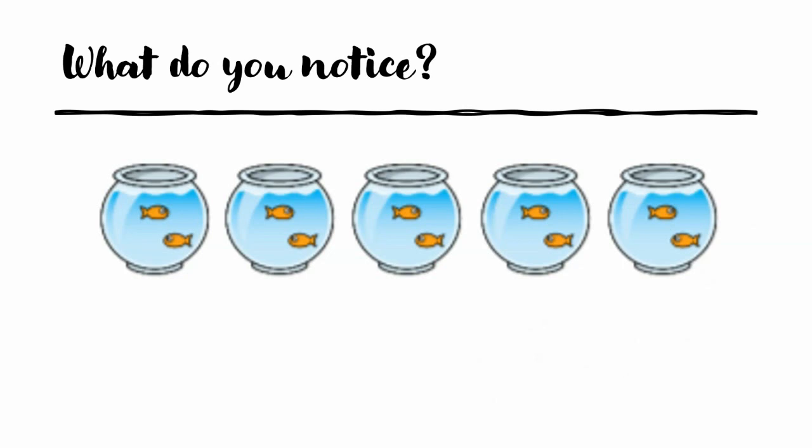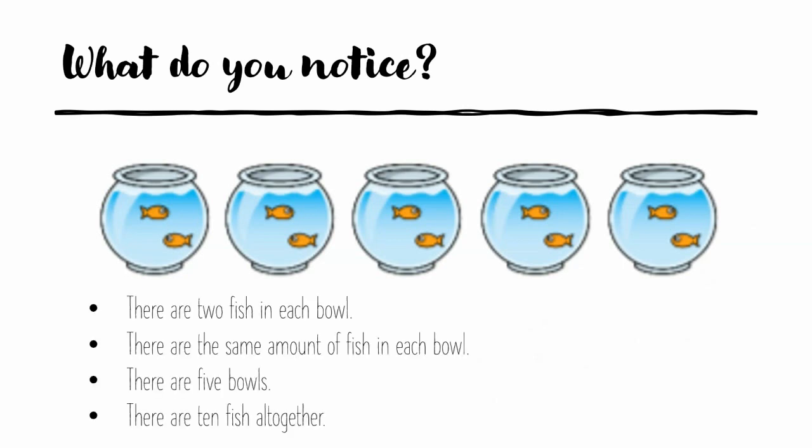Welcome back. So I obviously wasn't there when you were having your chat, so I'm going to take a guess of what I thought you would have noticed about the picture. I think you may have spoken about how many fish there were in each bowl, and as you can see, each bowl has 2 fish. Can you see those 2 fish? You may have said that there is the same amount of fish in each bowl, which there is. You may have said how many bowls there are, which there are 5 bowls.